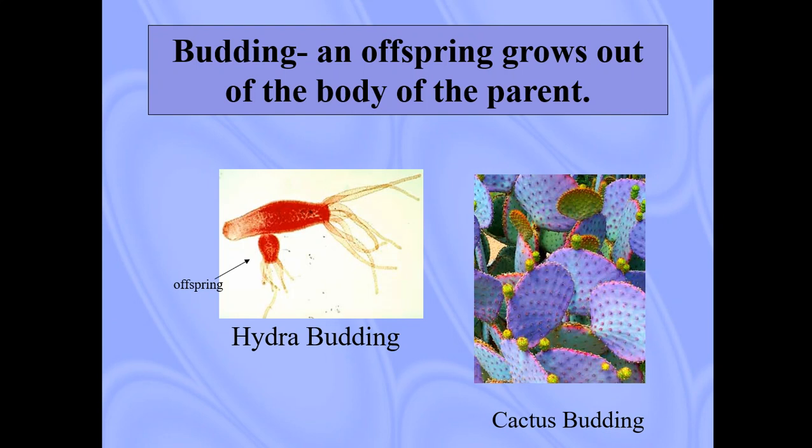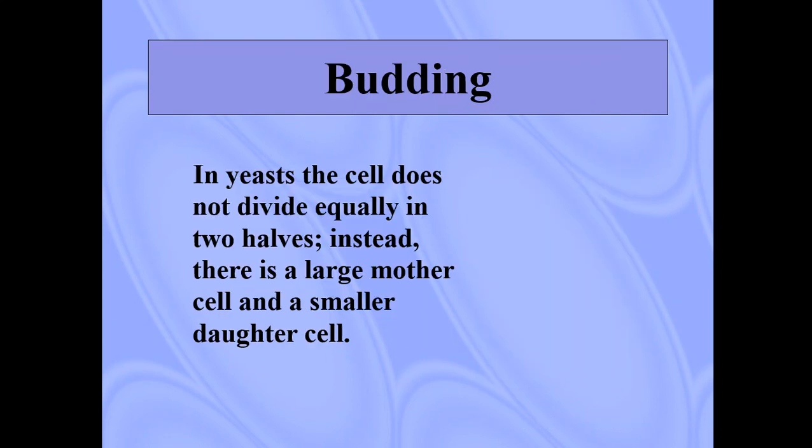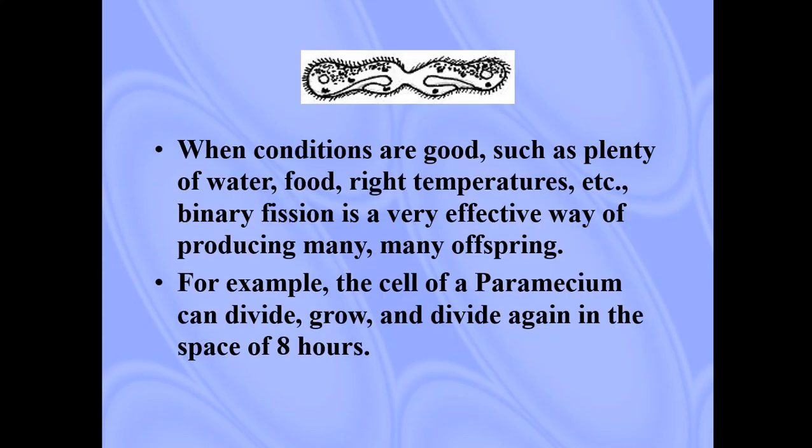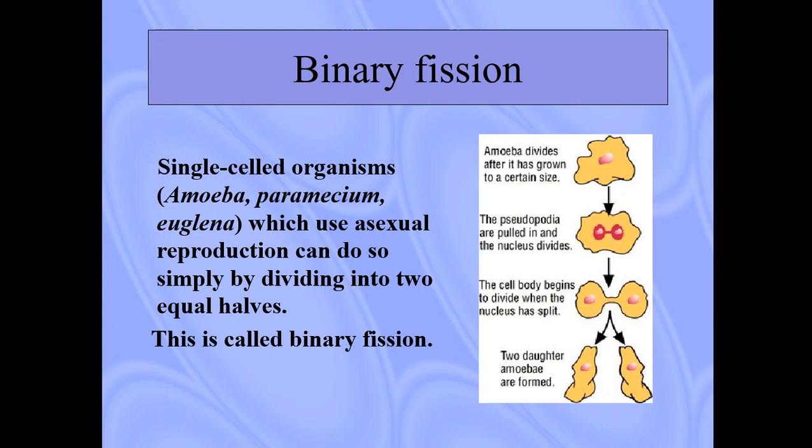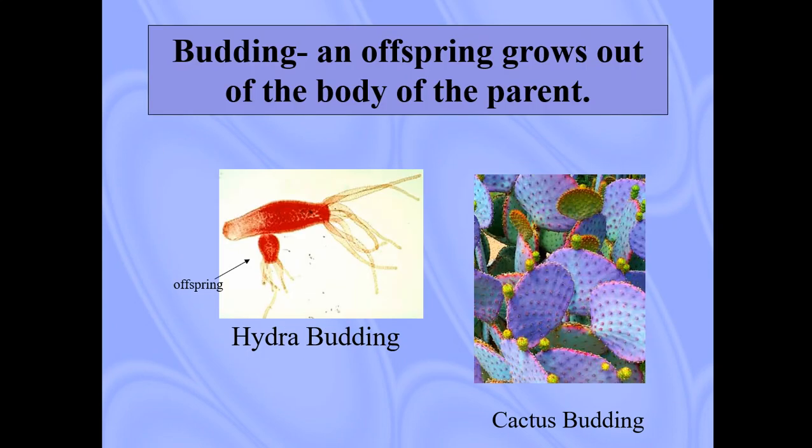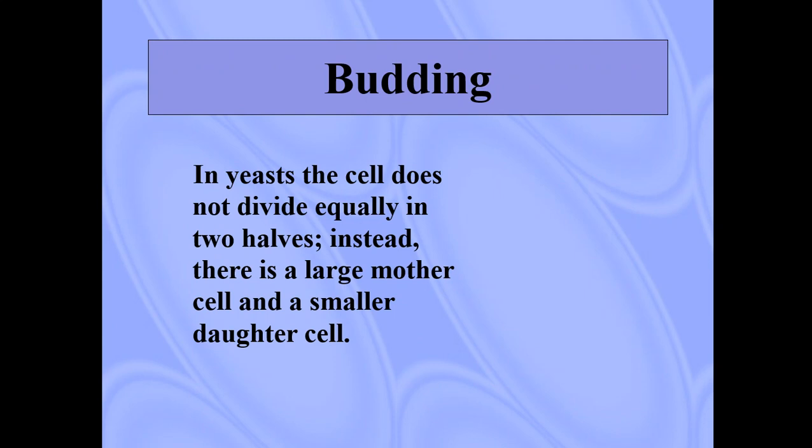Okay, merong outgrowth na tinatawag na bud. Okay? So in yeast cells, the cell does not divide equally into two halves. 'Di ba? Unlike with binary fission, exact magkaparehas yung laki pagkaka-divide nila, okay? Pero sa budding, so hindi.